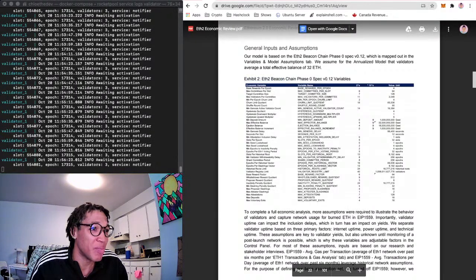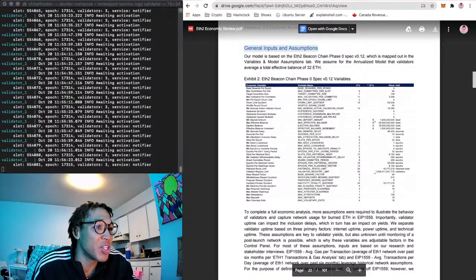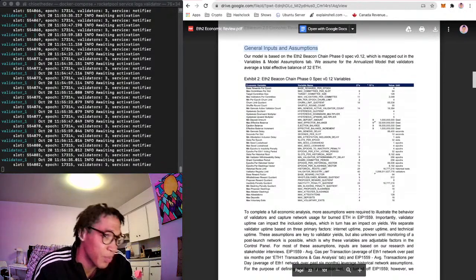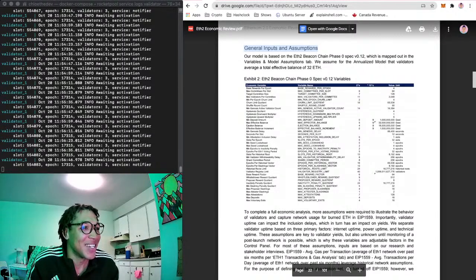So you have the general inputs and assumptions. Okay, so I'm going to maybe have some oatmeal now, but our model is based on the ETH2 Beacon Chain Phase 0 spec version 0.1 or 1.2.12, which is mapped out in the variables and model assumptions tab. We assume for the annualized model that validators average a total effective balance of 32 ETH. Average, right? Which is an interesting assumption.